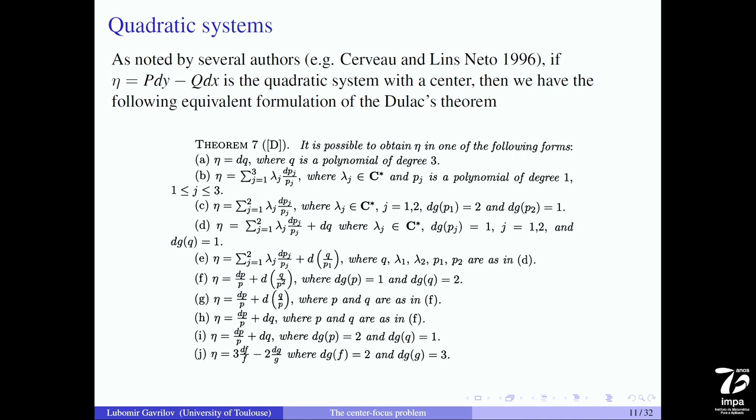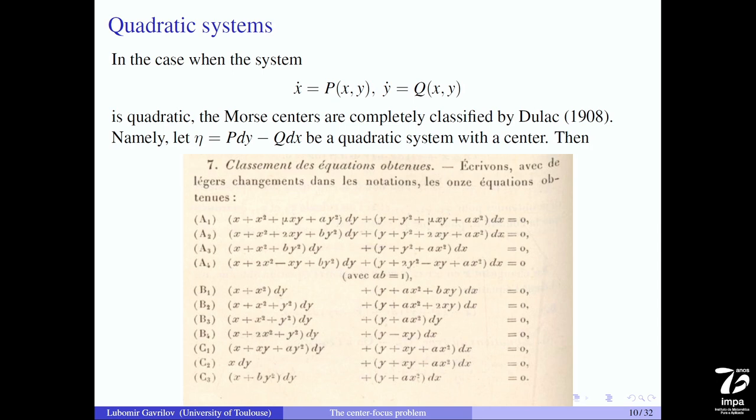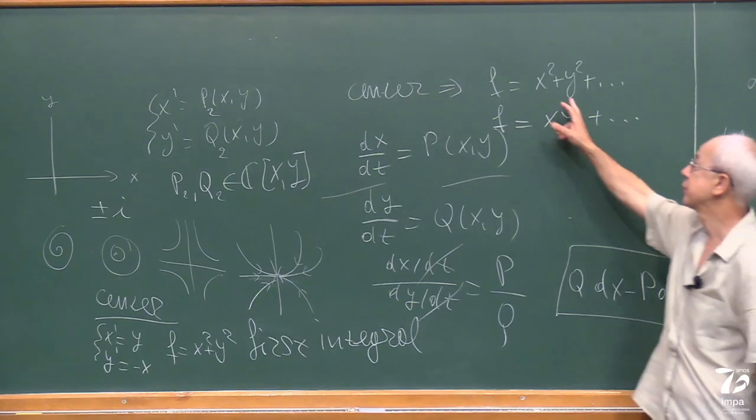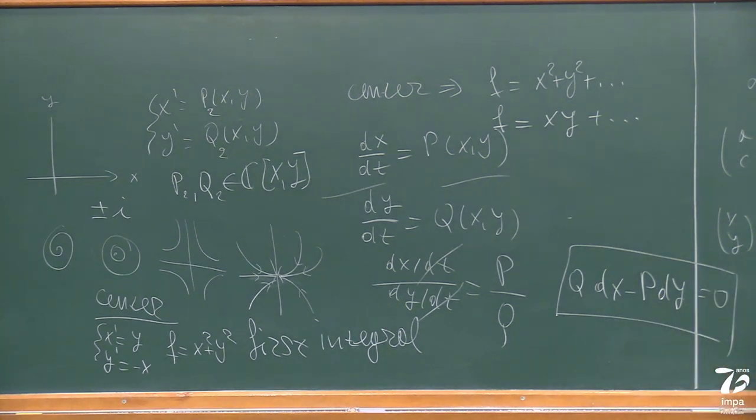They say, okay, first they use differentials like Dulac, but they don't say like Dulac, okay, we have these equations; they put the same equations in a nicer form. Let us see the first form, point A. Point A says, in fact, that our equation is an exact differential of some polynomial of degree 3. So it is of Morse type because, at least generically, it is the differential of a function like this. So we are not surprised. It's a center.